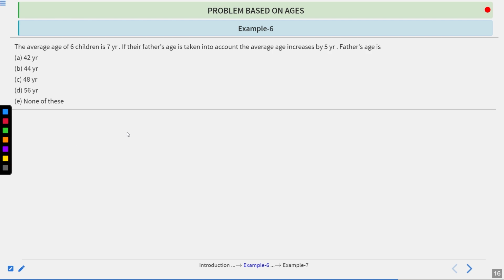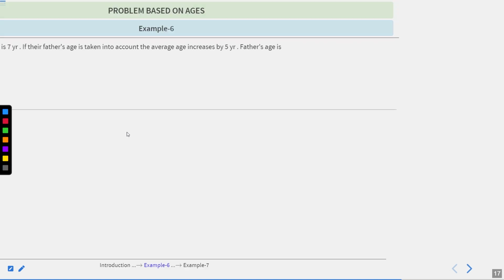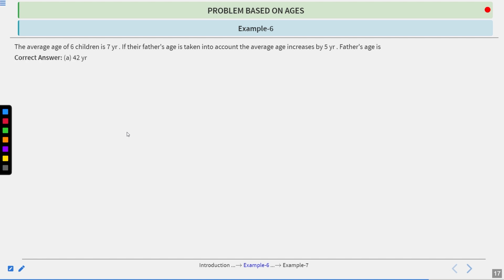Next one. The average age of 6 children is 7 years. If their father's age is taken into account, the average age increased by 5 years. Father's age is, you have 5 options: A is 42 years, B is 44 years, C is 48 years, D is 56 years, E is none of these. Now see the solution. So the correct answer of this question is A, 42 years.